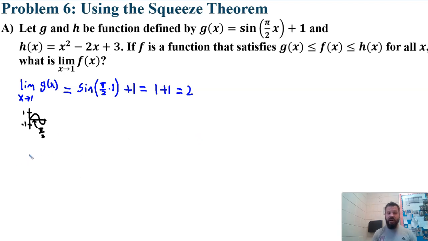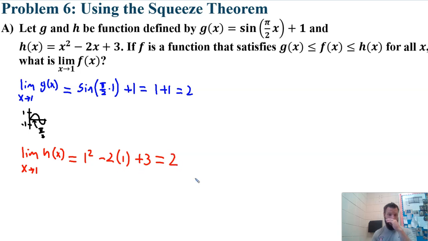Let's do the same thing for our h of x. We'll look at the limit of h of x as x goes towards 1. Now, h of x is just a polynomial, so no issues substituting a 1 in there directly either. So it'll be 1 squared minus 2 times 1 plus 3. So 1 minus 2 would be negative 1, plus 3 would be 2 as well.